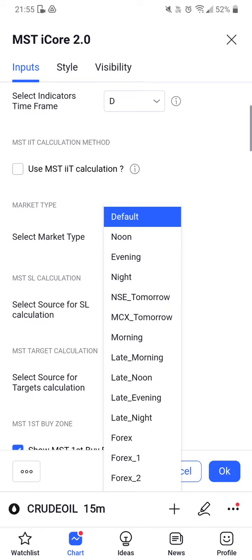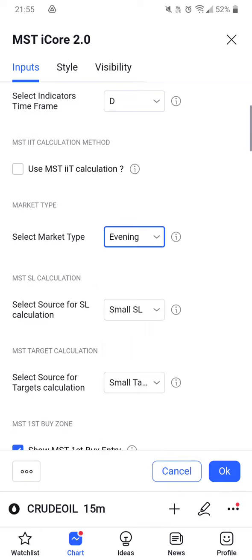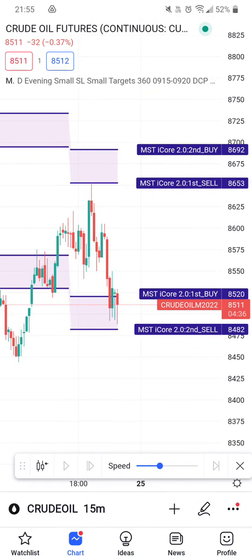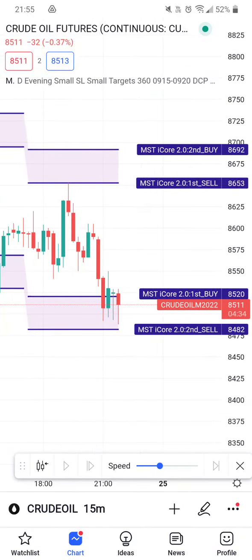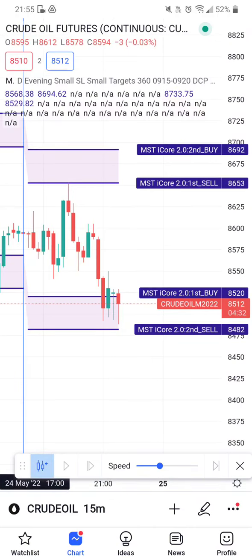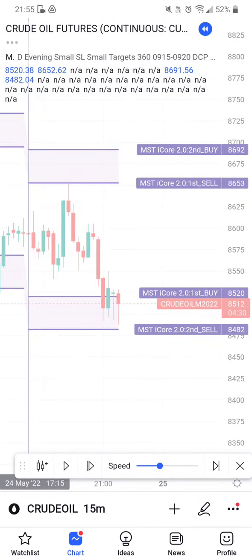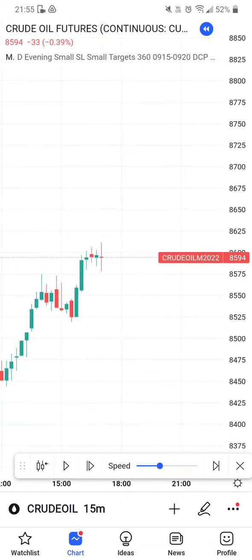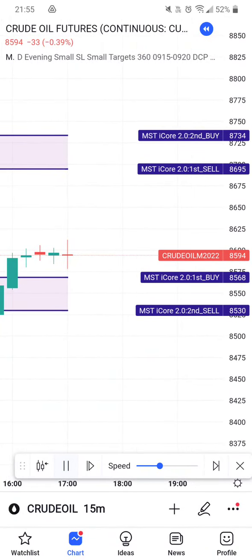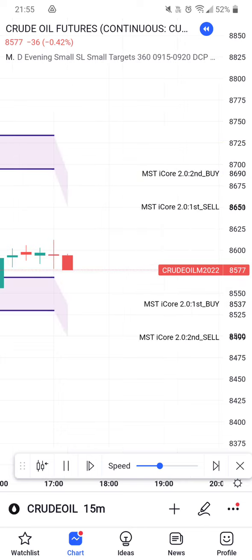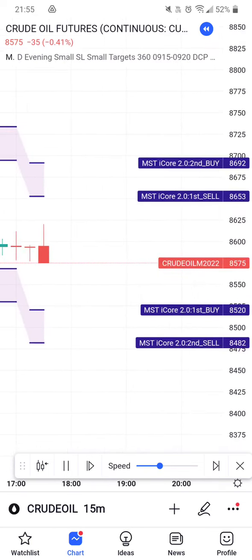So we can divide the MCX market into two, that is morning market and evening market. So now this is the evening market. Again I will run the market from the evening session, that is after 5 p.m. So now let us see what has happened. Market has been opened. Now the lines got formed. Note here, already as per MST 2.0 we got the buy trade entry, we got the profit. All the targets have been hit.